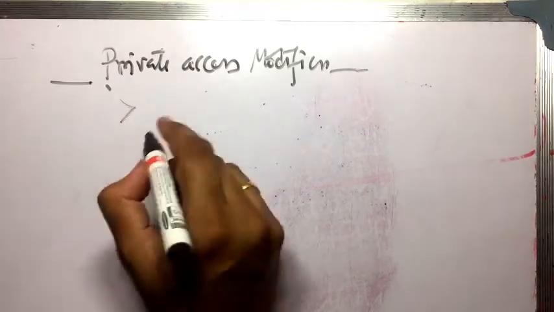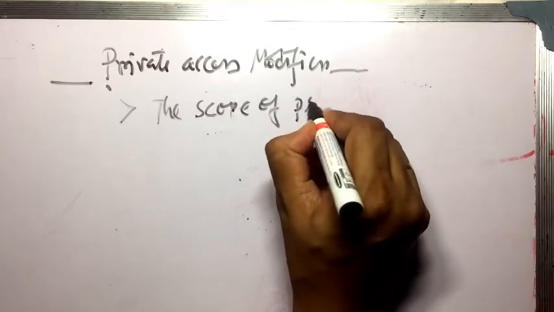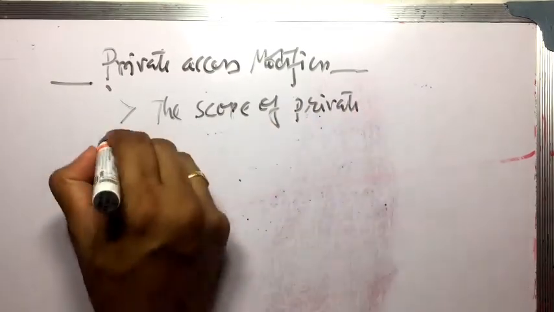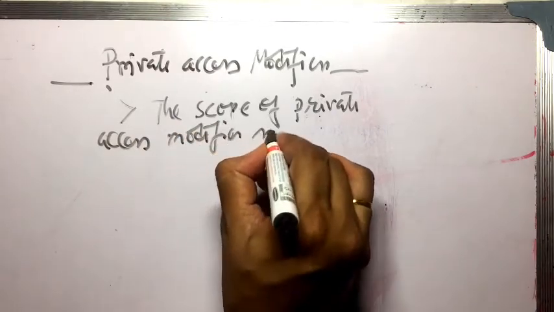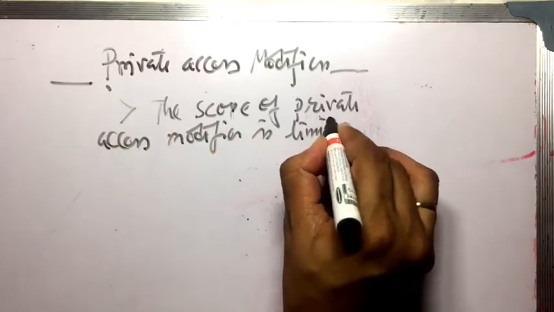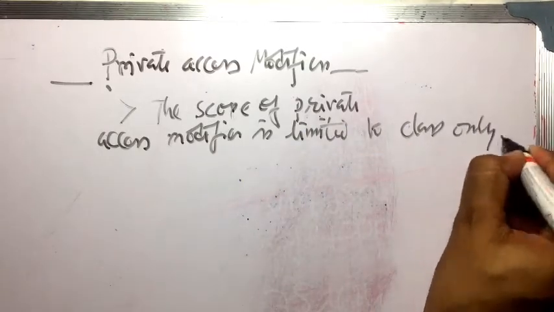Points. The scope of the private access modifier is limited to the class only.